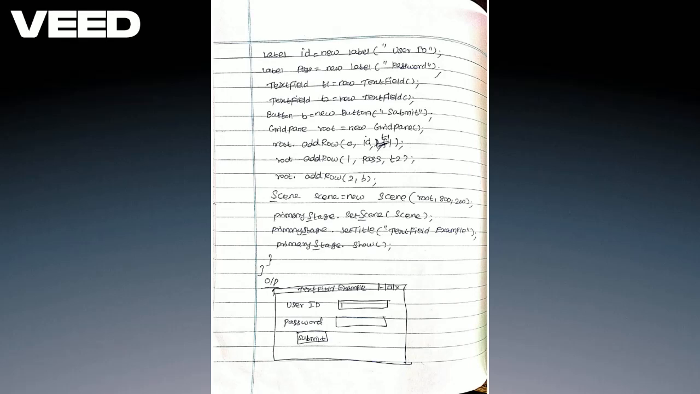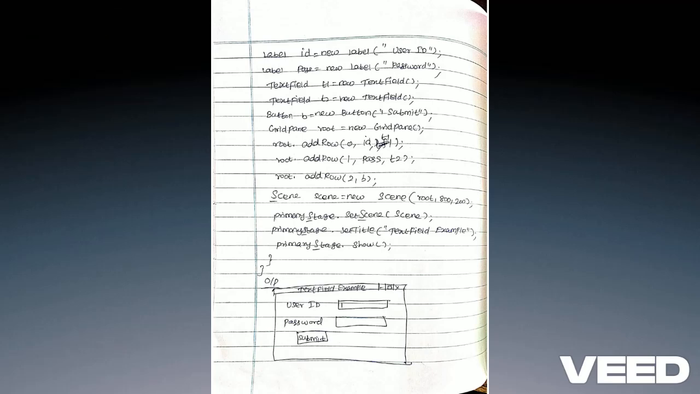So the label objects are for user ID and password. The text field objects are T1 and T2, and the submit button object is B. In the grid pane we are adding to the root. In add(id, 0, 0), the 0 represents the row, id represents the label name, and T1 represents the text field name. In the next line, 1 represents the row, pass represents the label name and T2 represents the text field name.